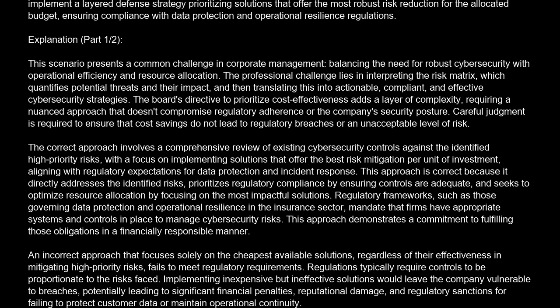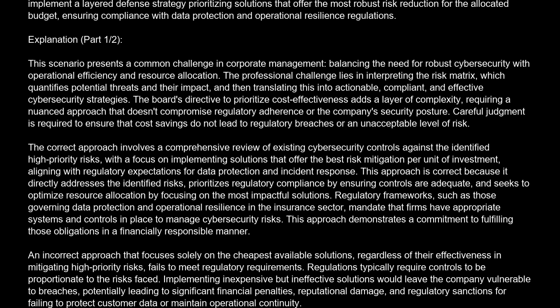The correct answer is C. Conduct a thorough review of existing security controls to identify gaps against the ransomware threat, and then implement a layered defense strategy, prioritizing solutions that offer the most robust risk reduction for the allocated budget, ensuring compliance with data protection and operational resilience regulations. Explanation.